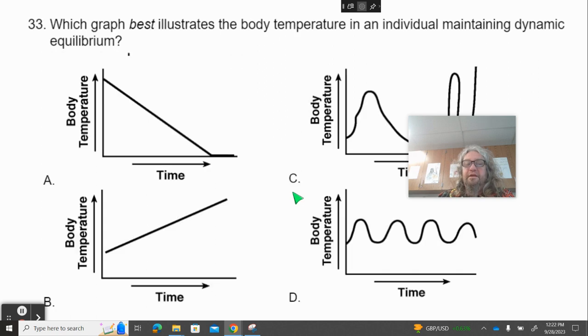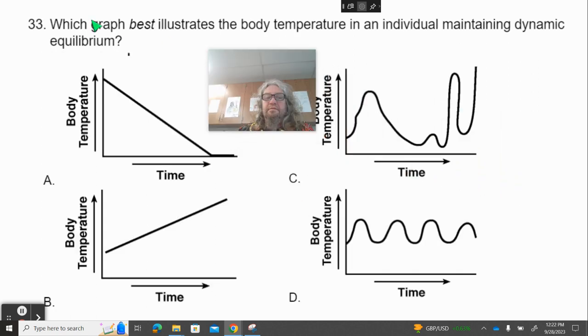And number 33. Which graph best illustrates the body temperature in an individual maintaining dynamic equilibrium? Is it A, B, C, or D?